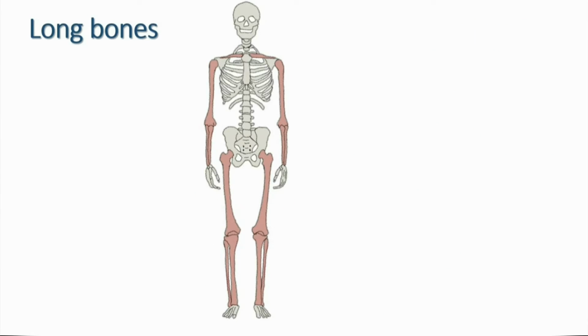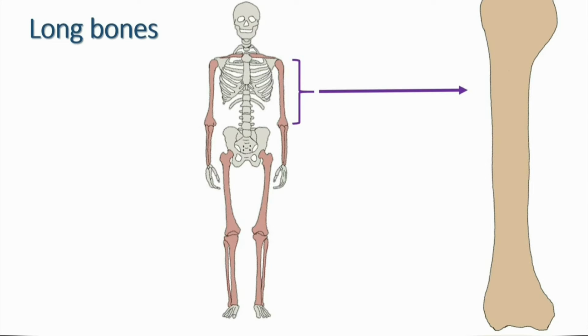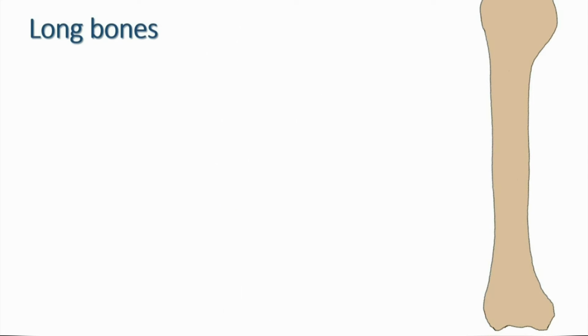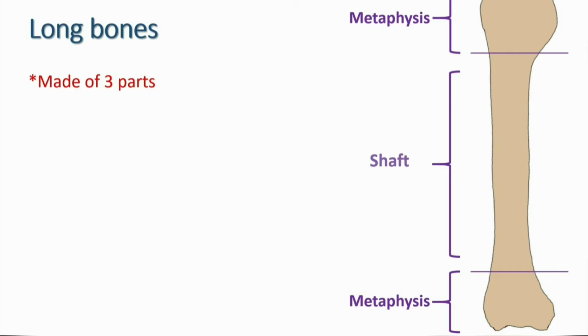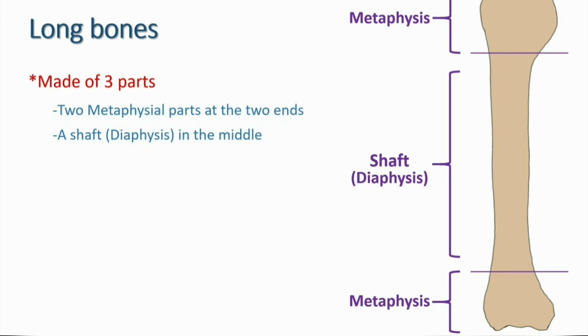Anyway, an ordinary long bone, like the arm bone, would look like this. Now, a regular long bone is made of three parts. The two big rounded parts at both ends, which we call metaphysis, and a long part in the middle, which we call the shaft, or you can call it by its fancy name, diaphysis. So the three parts are two metaphyseal parts at the ends and a shaft in the middle.